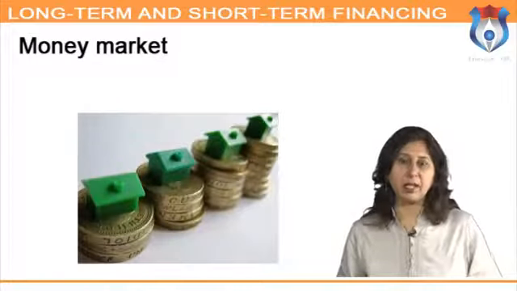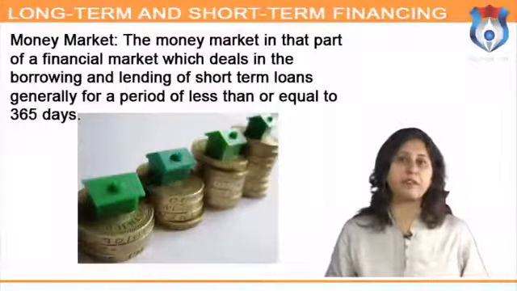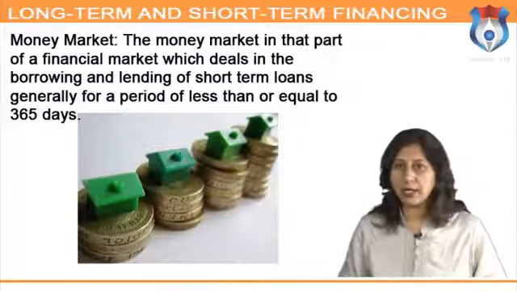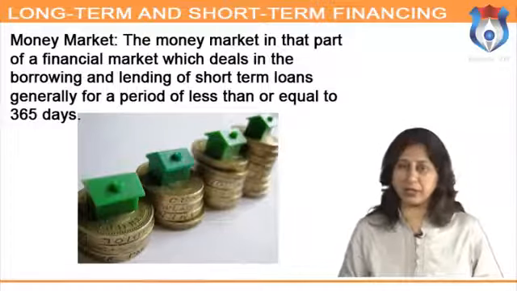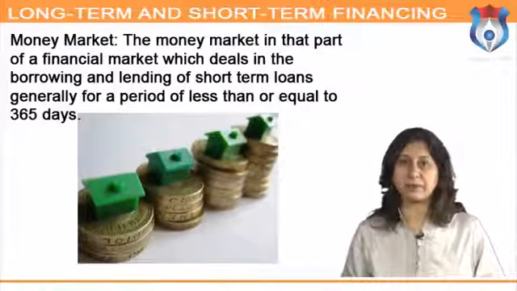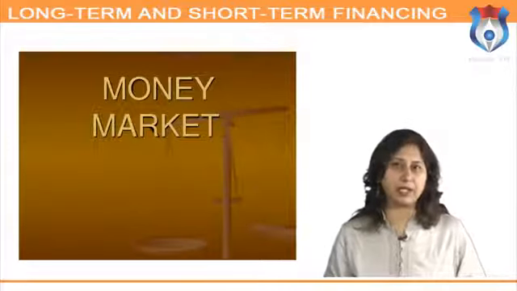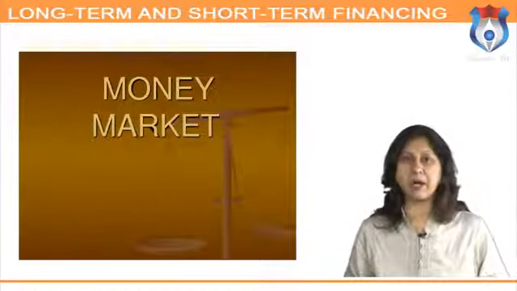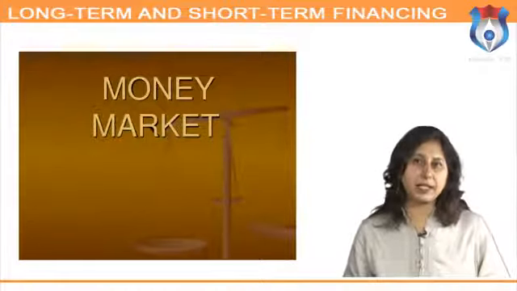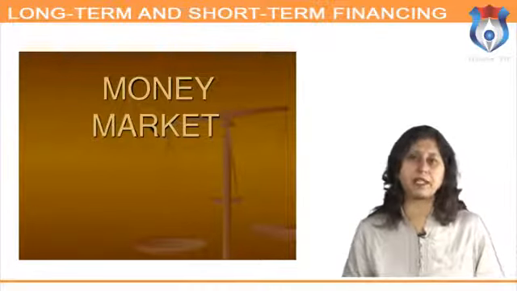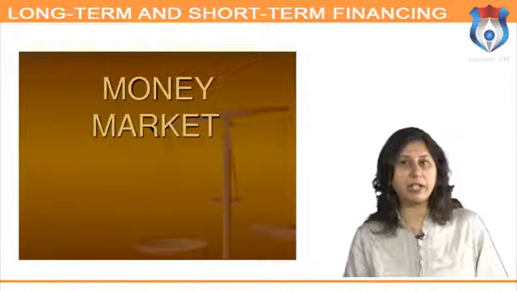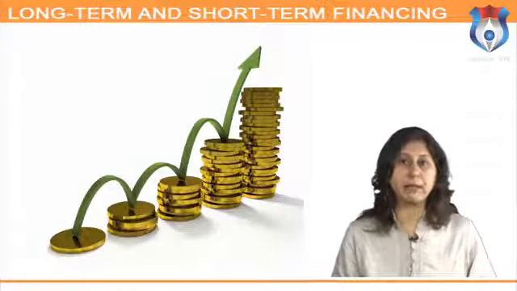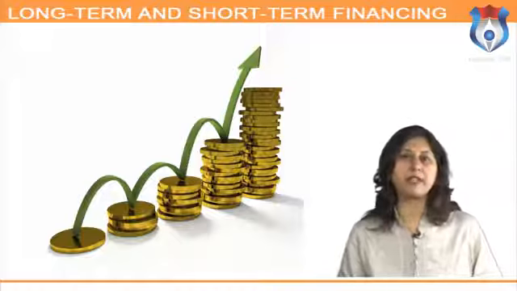Money market. The money market is that part of a financial market which deals in the borrowing and lending of short-term loans, generally for a period of less than or equal to 365 days. Definition of money market. Following definitions will help us to understand the concept of money market. The money market is a name given to the various firms and institutions that deal in the various grades of near money. The money market is the center for dealing mainly of short character in monetary assets.